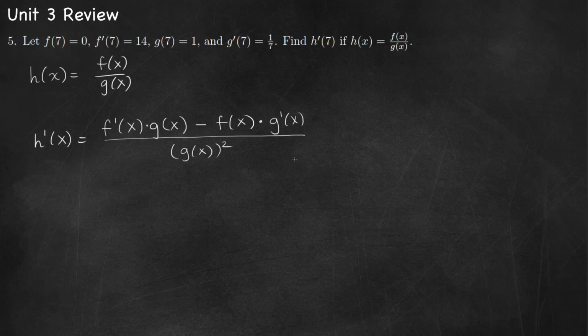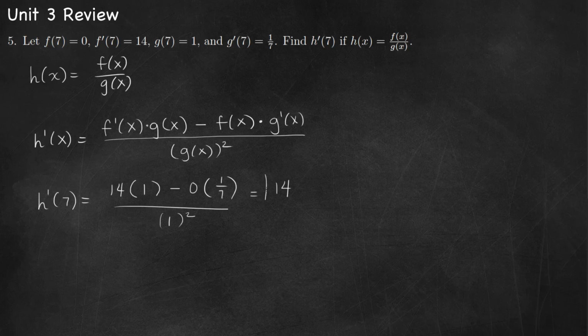And we specifically want to find h prime of 7. So h prime of 7 is f prime of 7, which is 14, times g of 7 is 1, minus f of 7, which is 0, times g prime of 7, which is 1/7, all over g of 7, which is 1, squared. So we have 14 minus 0 divided by 1, or just 14.